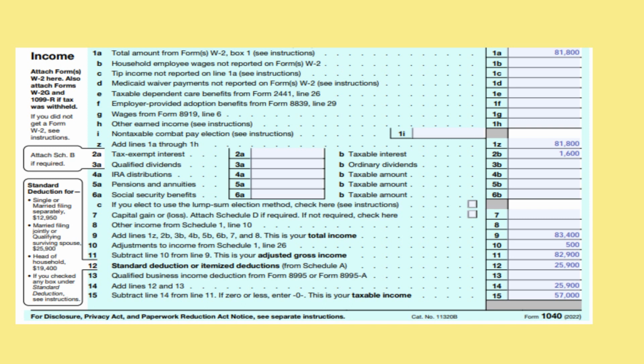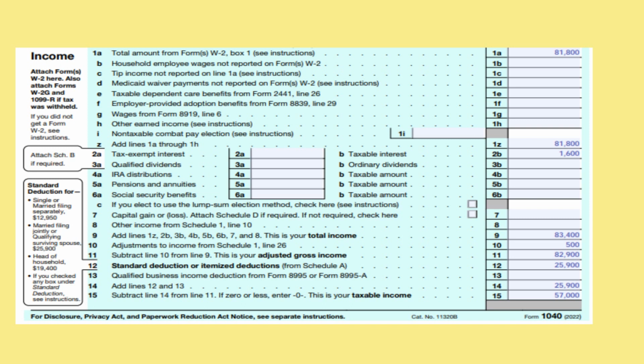On line 1D, enter any taxable Medicaid waiver payments that were not reported to you on Form W-2. You would also enter here any non-taxable Medicaid waiver payments that you are choosing to include in income. The reason you would choose to report non-taxable Medicaid waiver payments would be for claiming a credit or getting a tax benefit from doing so. Dependent care benefits are reported to you in box 10 of your Form W-2. You need to complete Form 2441 to see how much of those benefits are taxable and then enter the amount on line 1E.